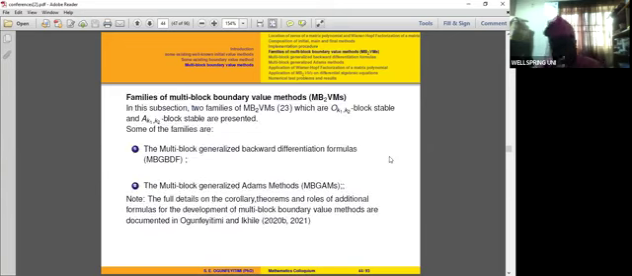Now, I want to mention some families of multi-block boundary value methods. All that I have been doing so far is just the theoretical framework of the multi-block boundary value method. So we want to showcase two of the families. We have the first one, the multi-block generalized backward differentiation formula, and we have the second one, the multi-block generalized Adams method.